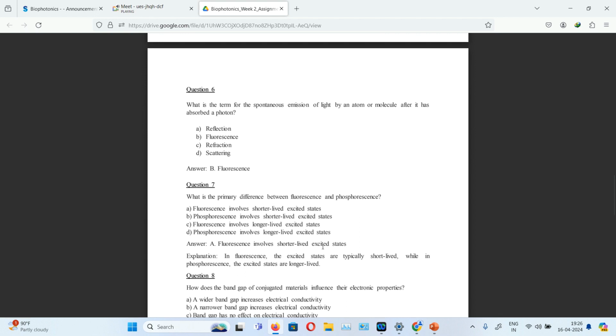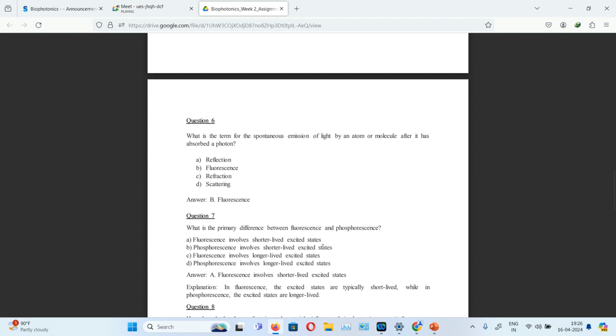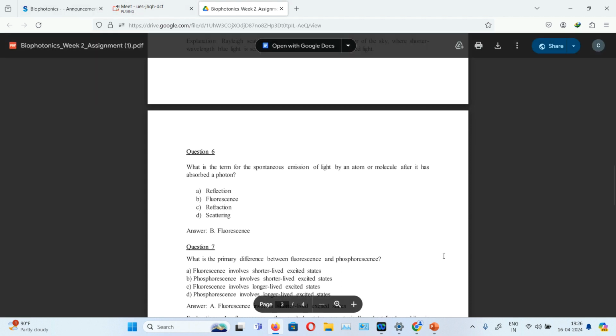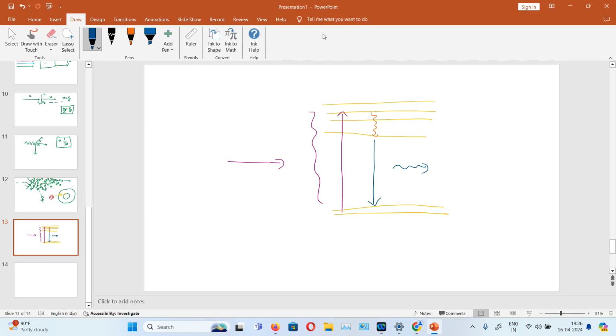Next question. What is the primary difference between fluorescence and phosphorescence? Fluorescence involves a short-lived excited state. Phosphorescence involves short-lived excited states. Fluorescence involves longer-lived excited states. Phosphorescence involves longer-lived excited states. So here we see that in the case of fluorescence, excitation usually happens in the femtosecond range. Then there is some time for internal conversion, and then emission. It's called fluorescence. So the lifetime for that one is around a nanosecond.